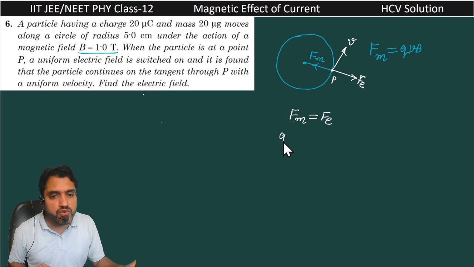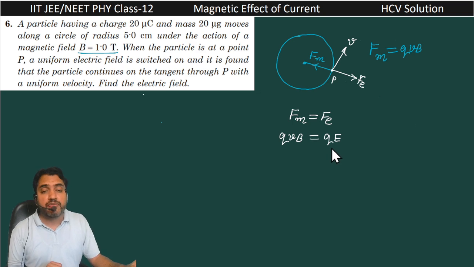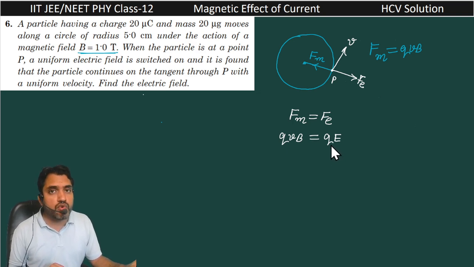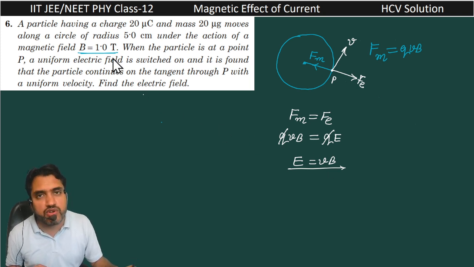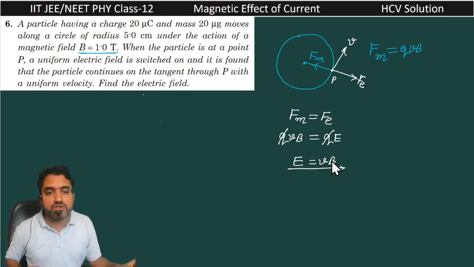So this magnetic force, that is QVB, is equal to Q into E. What is the electric force? Whenever a charged particle is placed in electric field E, it will experience a force, that is Q into E. So this Q will cancel out, then the electric field is equal to V into B. But in our question, the velocity is not given. Magnetic field is equal to 1 Tesla, but velocity is not given.